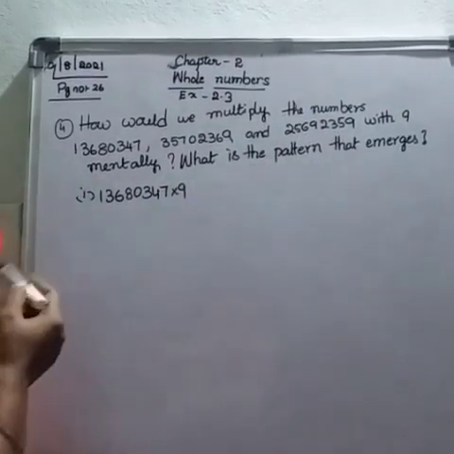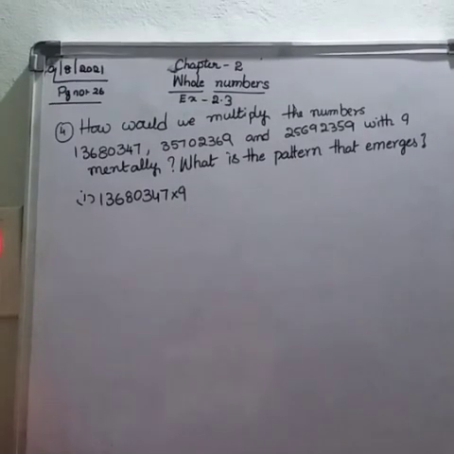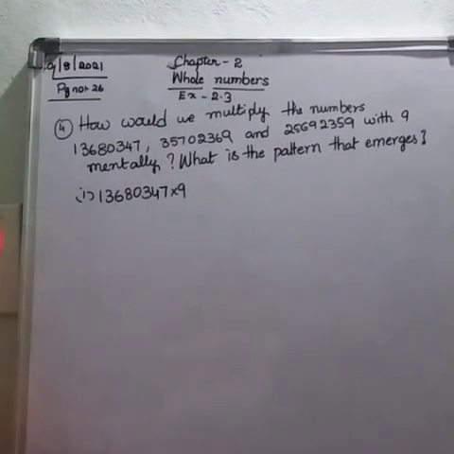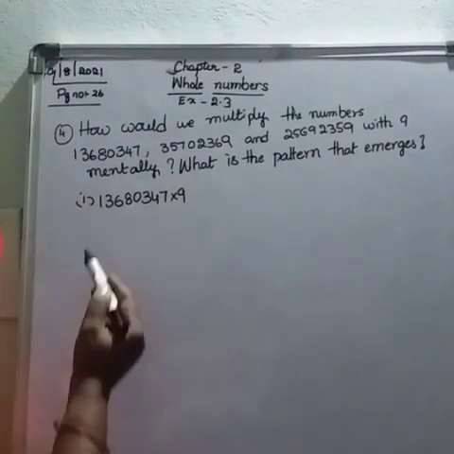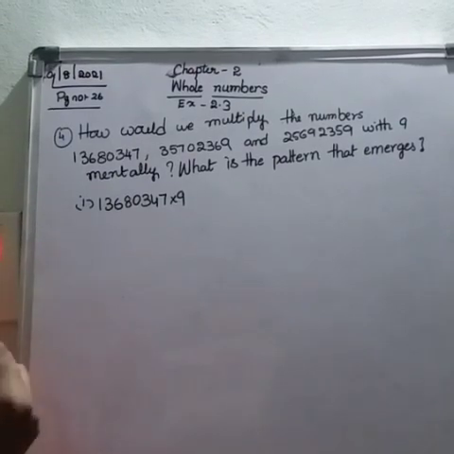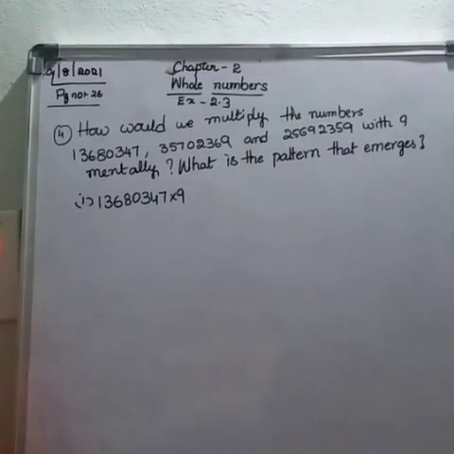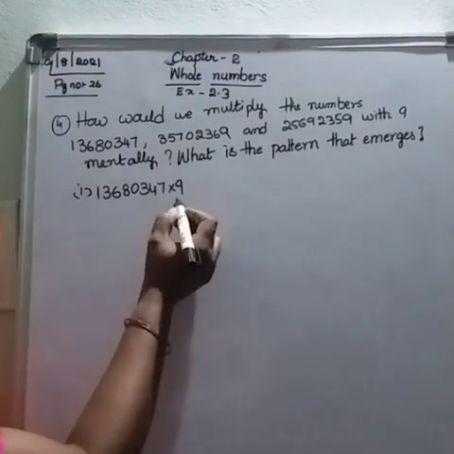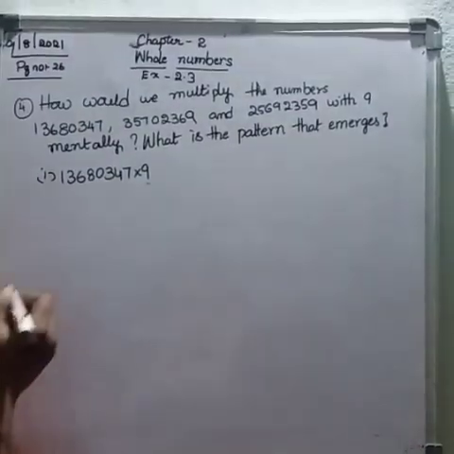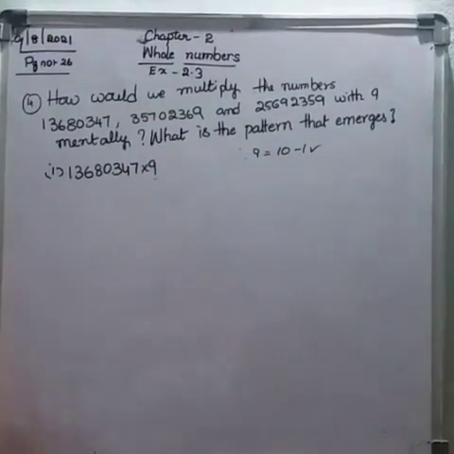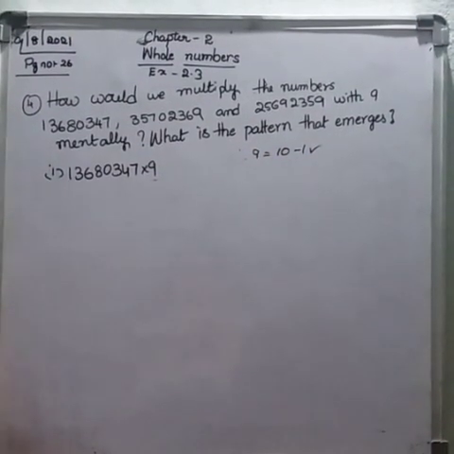25692359 with 9 mentally. What is the pattern that emerges? Here one number is given for us. How many digits are there first? 1, 2, 3, 4, 5, 6, 7, 8. It is an 8 digit number with 9 mentally. So here 9 is there. How to write 9? 10 minus 1, right? When we write that, it is very easy to do.